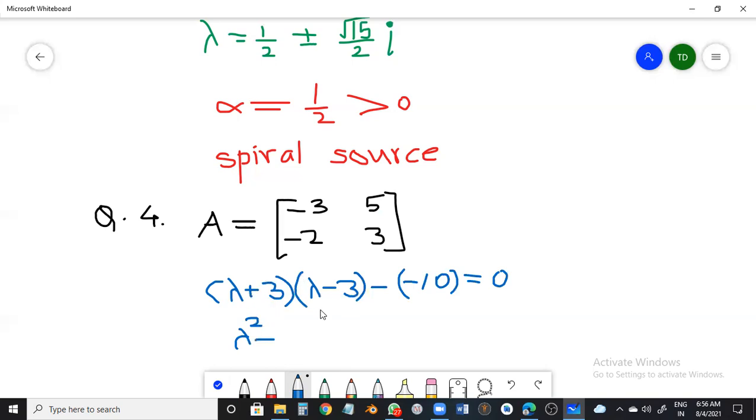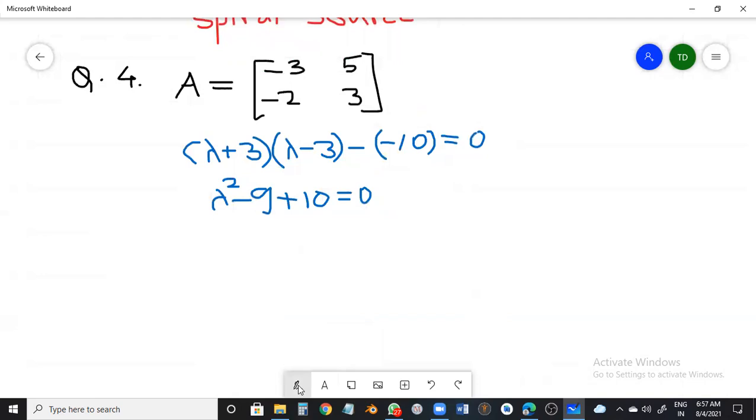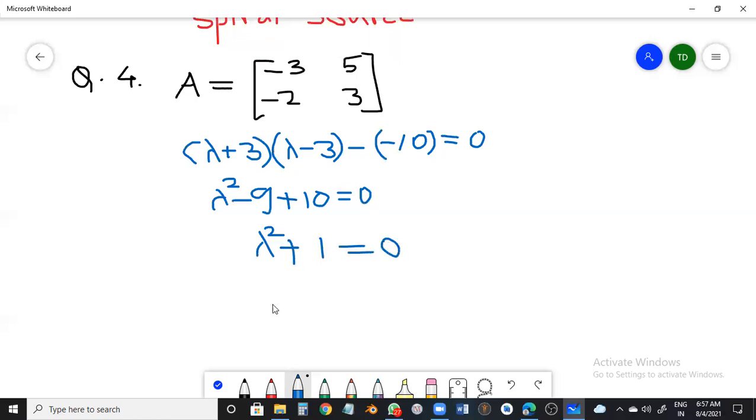Now you see, plus 3 and minus 3 is going to give you what? Lambda square minus 9, by the a plus b into a minus b formula. And then you have plus 10 is equal to 0. So what is your equation here? You are getting lambda square plus 1 equal to 0. So which case are we handling? The case of lambda square plus beta square equal to 0, meaning purely imaginary eigenvalues.